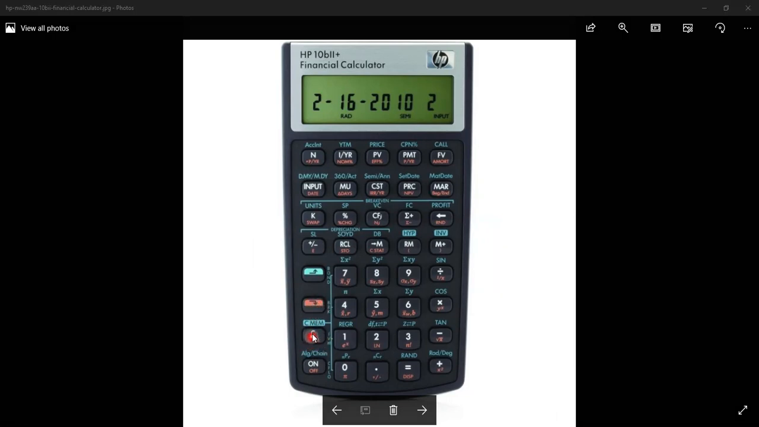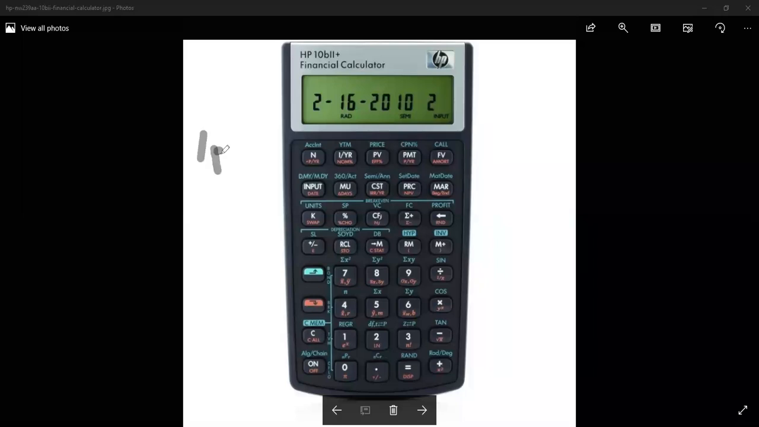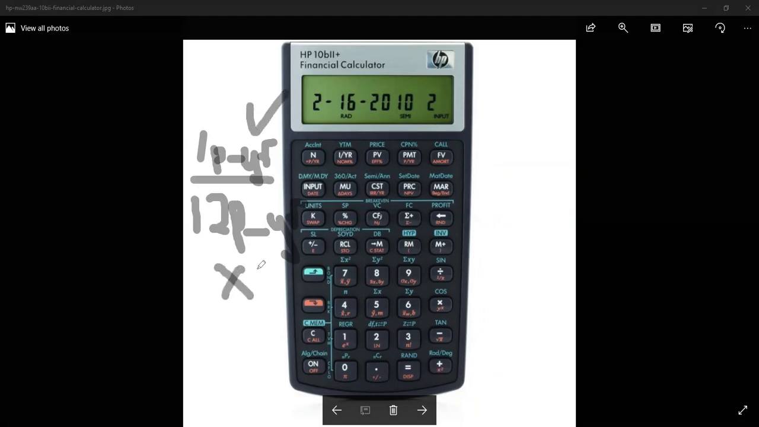Your calculator should be on 1 PYR. It should read 1 PYR. I think it should be something like this. If your calculator is on 12 PYR, you will get a wrong answer. So you need to fix that. You need to put your calculator on 1 PYR, not 12 PYR.